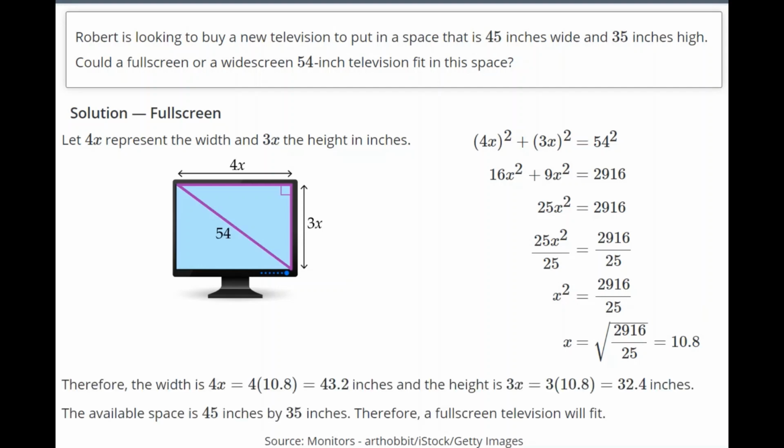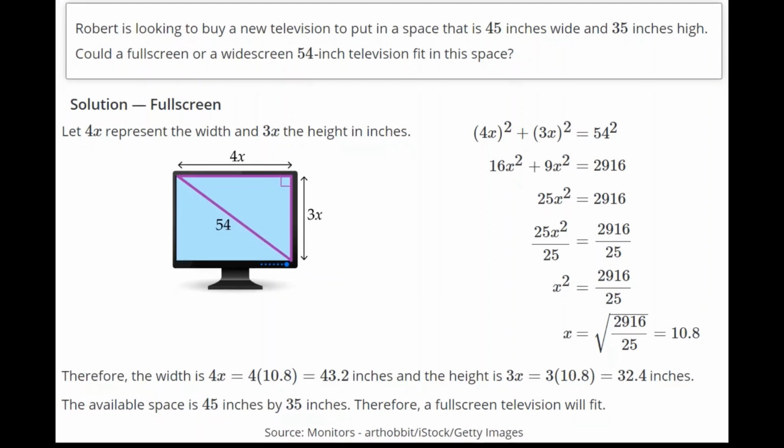Therefore, the width is 4x, which is 4 times 10.8, which is 43.2 inches, and the height is 3x, which is 3 times 10.8, which is 32.4 inches. But the available space is 45 inches by 35 inches. Therefore, a full-screen television will fit, and Robert can safely buy a full-screen television.